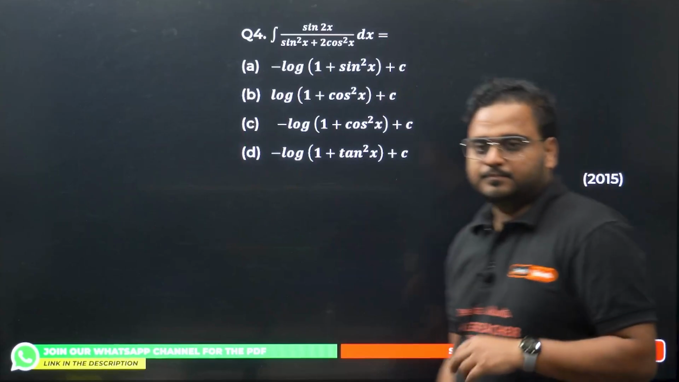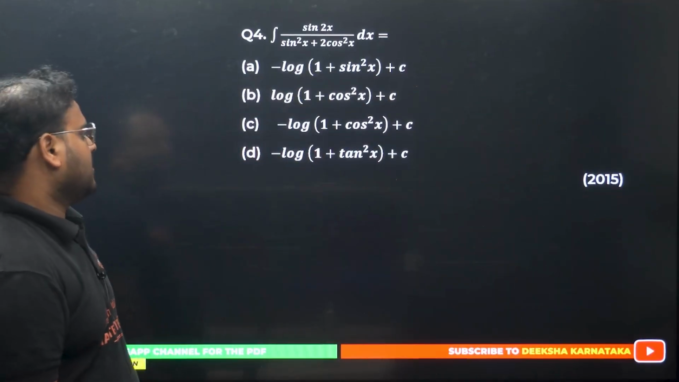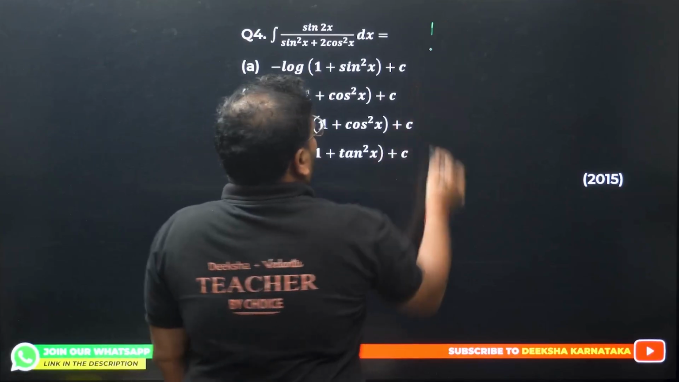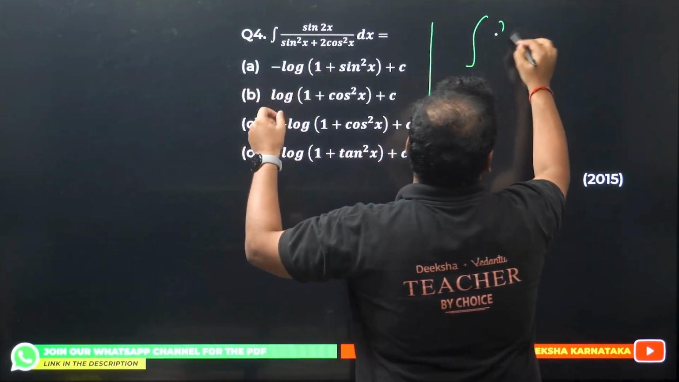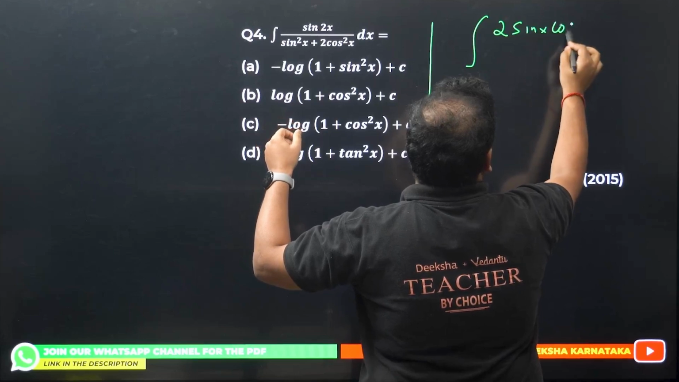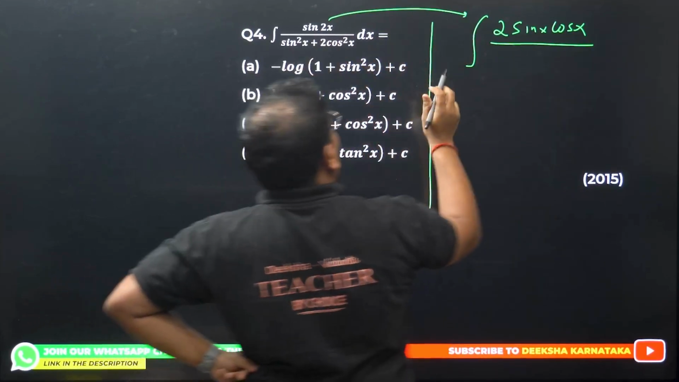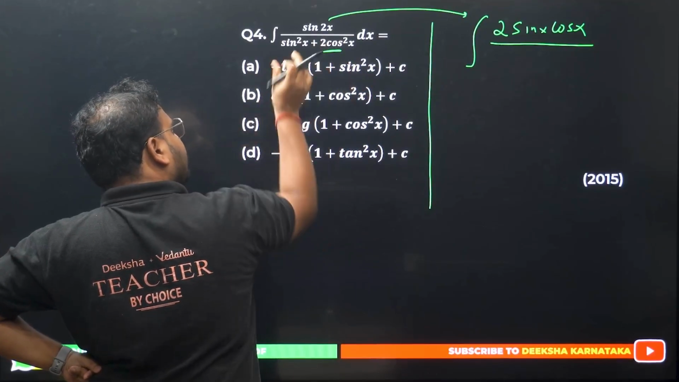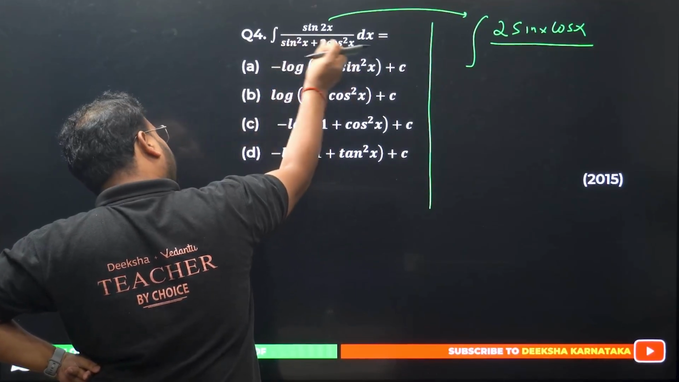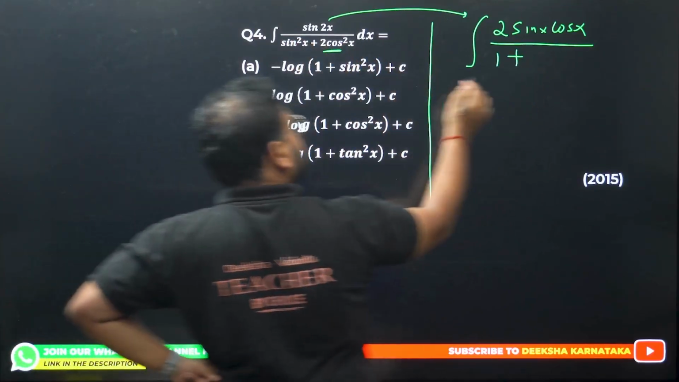Question number 4. Integral of sin 2x upon sin square x plus 2 cos square x. All right, how do we solve this, sir? Right here: 2 sin x cos x in the numerator for sin 2x, and for the denominator, take one of the cos square from here. We have sin square plus 2 cos square. Take 1 from here, it will become sin square plus cos square. That's 1. What is left over here? Simply cos square.